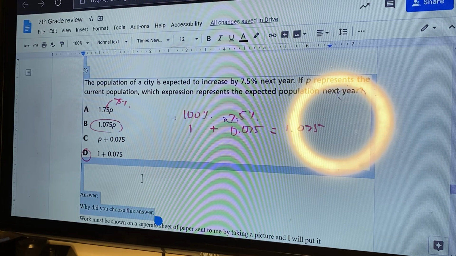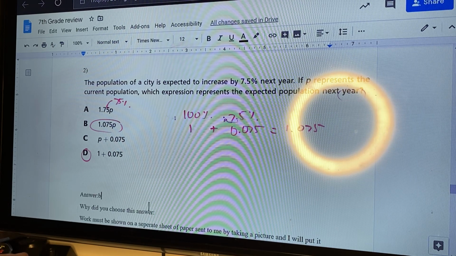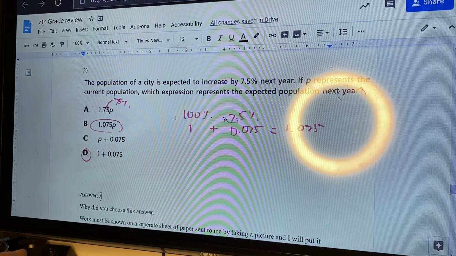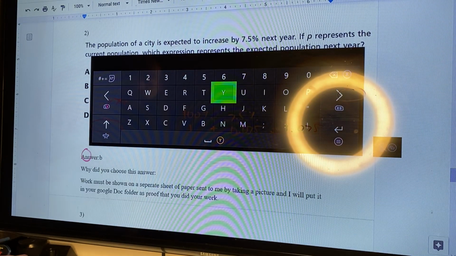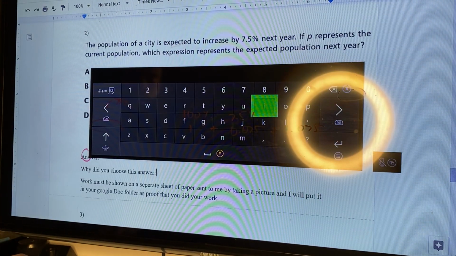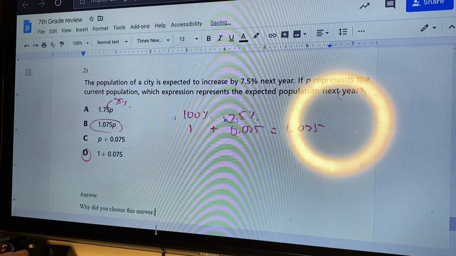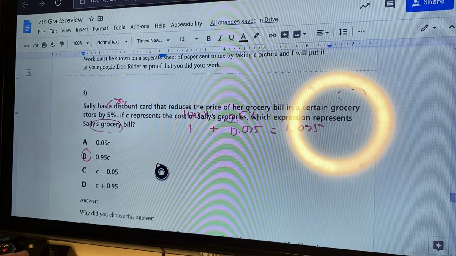So again, you type your answer, you'll put your answer B, and then you either show your work or you explain your answer here, what you did, by typing, as you can see there. And now we can move on to 3.